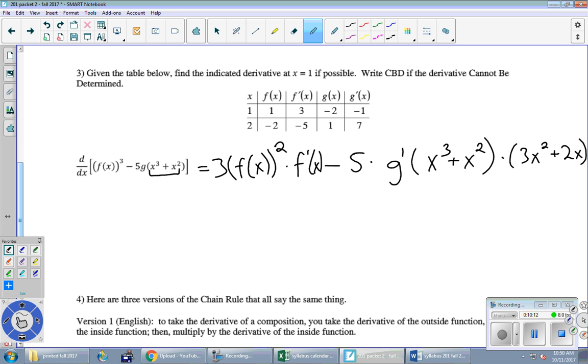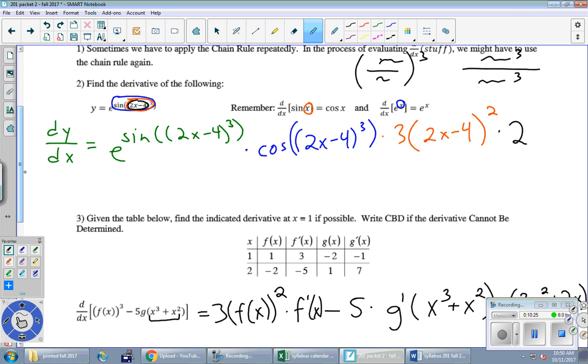So I think that the trickiest part for most students is this g prime of x cubed plus x squared. The times the 3x squared plus 2x, that's pretty straightforward. Just multiply by the derivative of this stuff. So what is that g prime of x cubed plus x squared? Well, let's come back up to this concrete example up here. And suppose that this was just y equals e to the x. What would the derivative be? It's just e to the x, right? But it wasn't e to the x. It was e to the sine of blah, blah, blah.